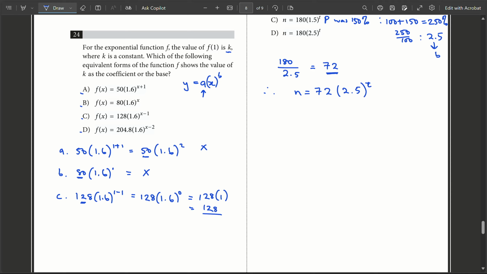So we end up with 128 times 1, and we get 128. So this is correct. If we look at D, again, this is incorrect, because we have 204.8, 1.6, then 1 minus 2. This is going to give us a negative value, and if we punch this, we are not going to find 204.8. So the answer then is C.